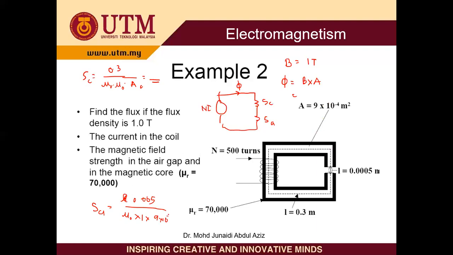Okay, so you will obtain SC and SA, and then you already have the value of the flux. Then using this formula, Ni is equal to flux times SC plus flux times SA, you can get Ni. From Ni, finally we can get I, which is Ni over N, so you get the current.